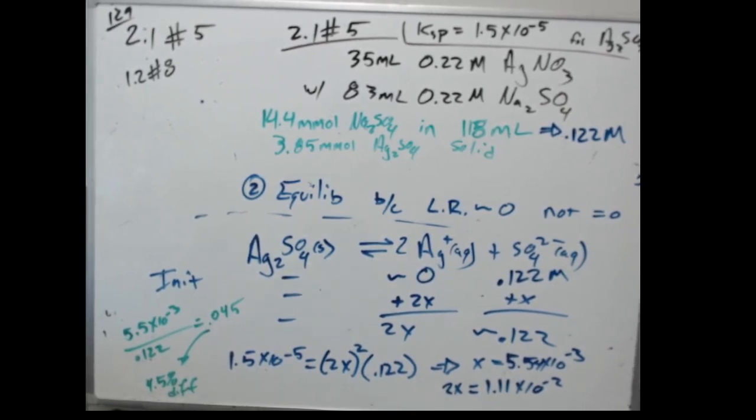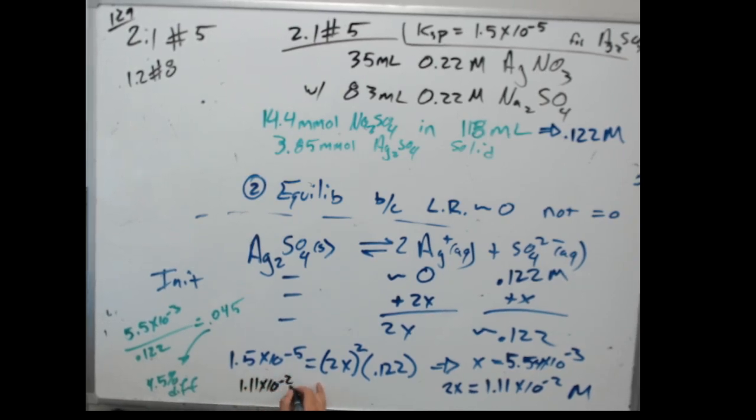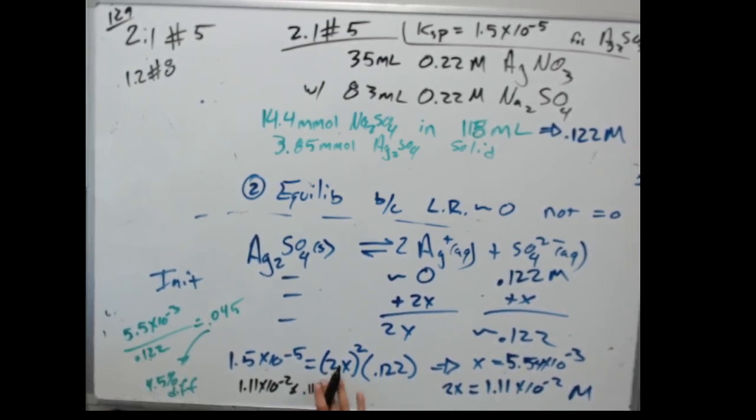The moles redissolving. So we're going to go ahead and say, well, 2x is a concentration, not a moles. So I'm going to take my concentration. I'm going to do it in black. I'm going to take my 1.11 times 10 to the minus 2. I'm just going to switch it to moles because it asks moles redissolved. I'm going to multiply by 0.118 liters. And that will get me.